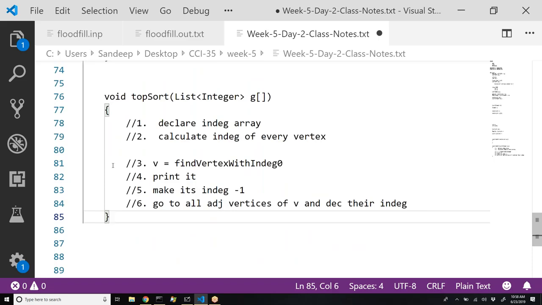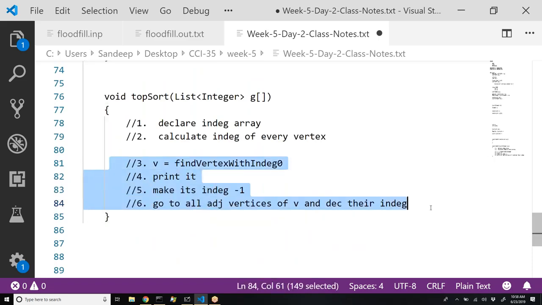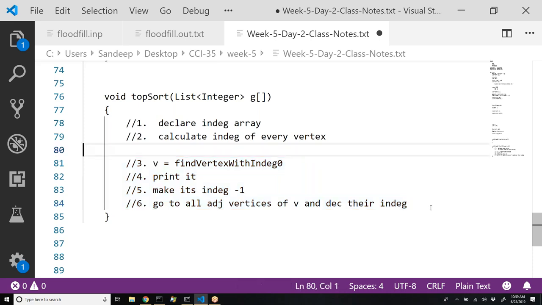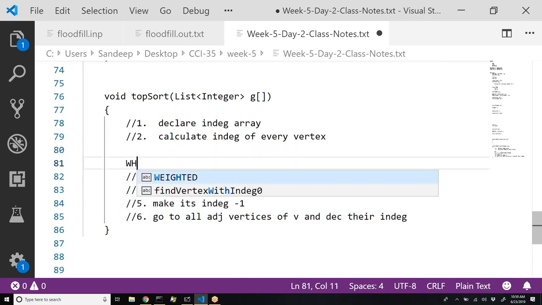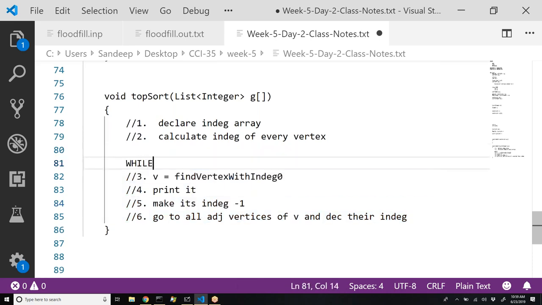But this we did once. This should keep on happening. How many times should it keep on happening? Vertices number of times, until all in degrees are -1. So all this should happen in a loop. Everyone is agreeing to this?